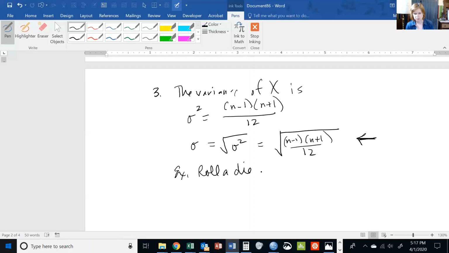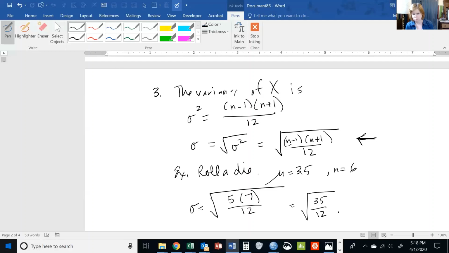Okay, so for our example, when we're rolling a die, we already got that mu is 3.5. All right, so then sigma is going to be the square root of (n minus 1). Here n is 6. So 6 minus 1 is 5, 6 plus 1 is 7, over 12. So this is equal to the square root of 35 over 12. Let's see what the answer is. It is 1.708.